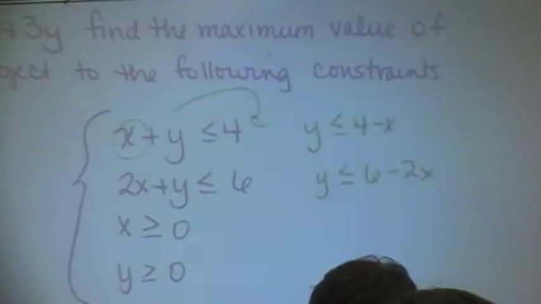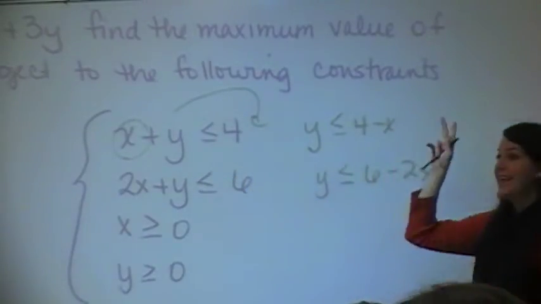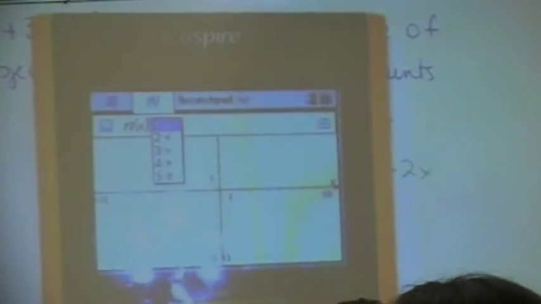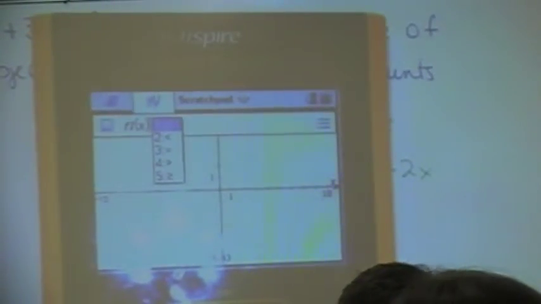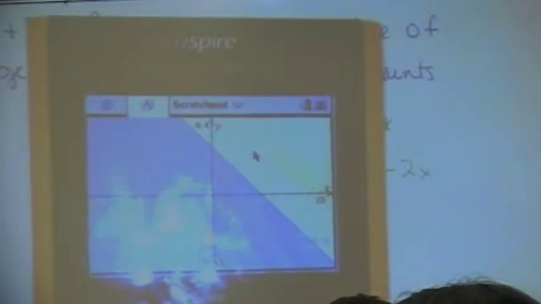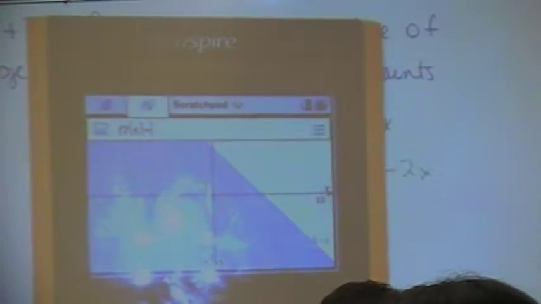Okay, so I'm going to type those in. Everybody understand what I just did? I just rearranged them so they're in y equals form, so I can put them in my calculator. So I got y is less than or equal to 4, notice it changed it to a y, minus x. And when you put that in, it automatically shades for you. Hit tab and we'll put the second one in. Hit enter.